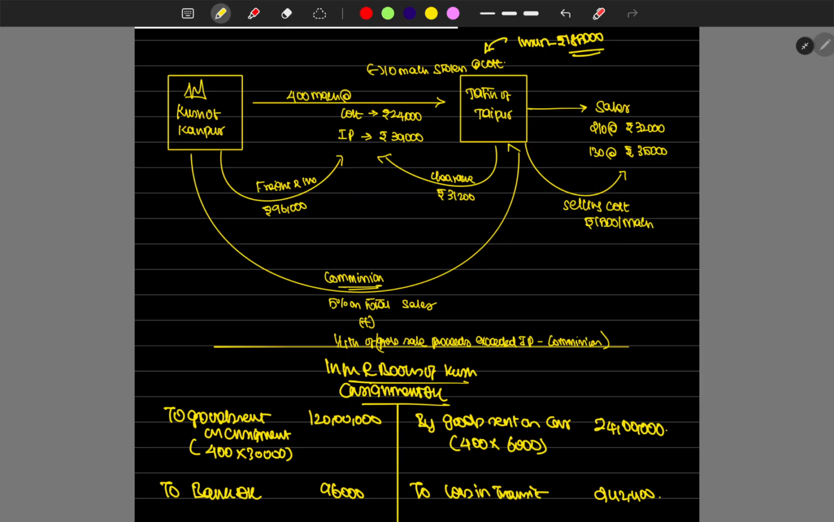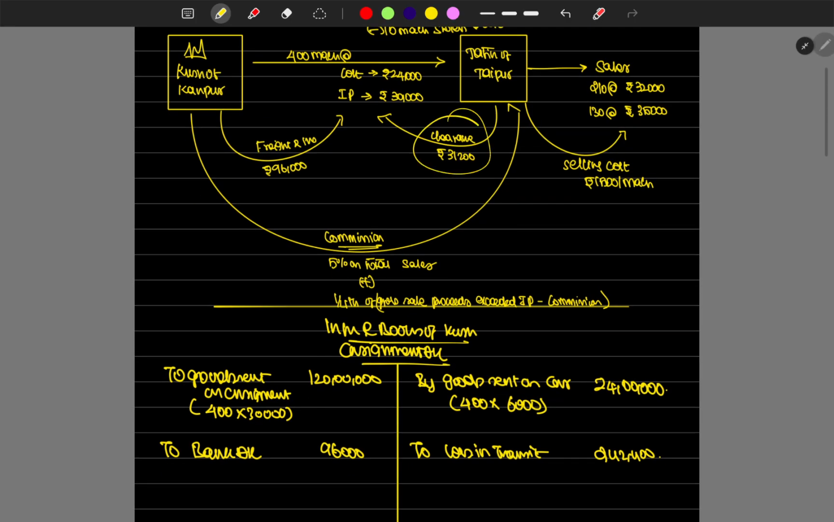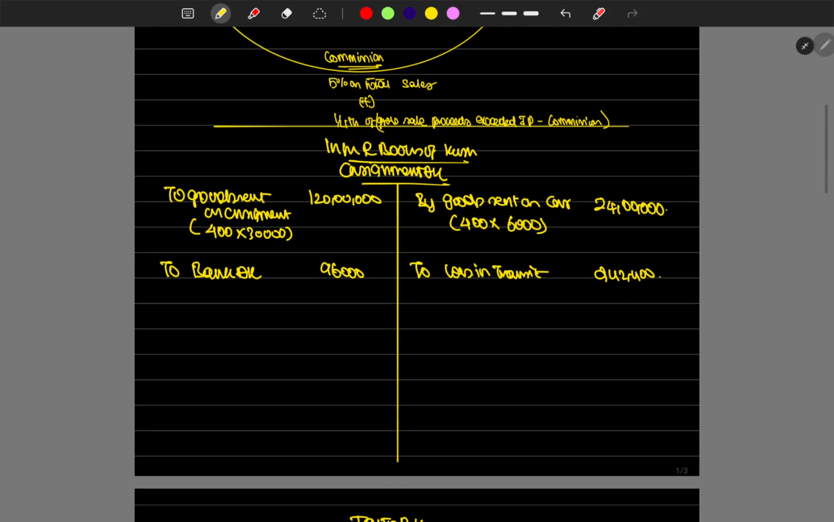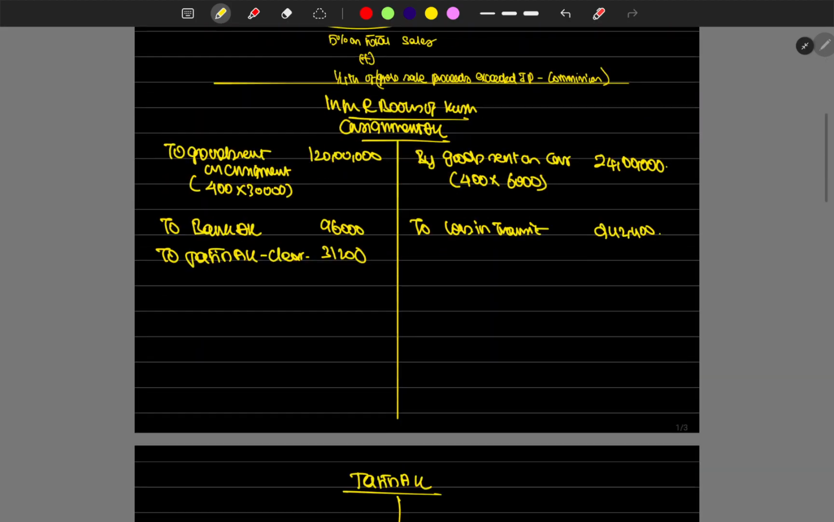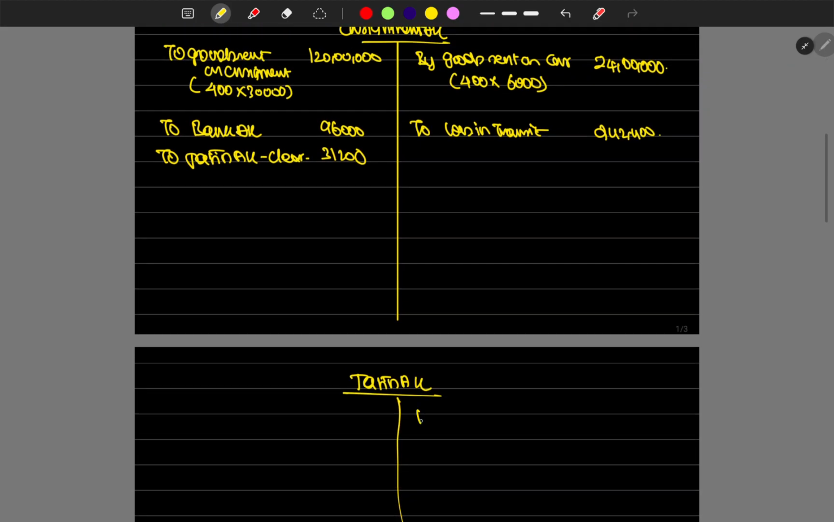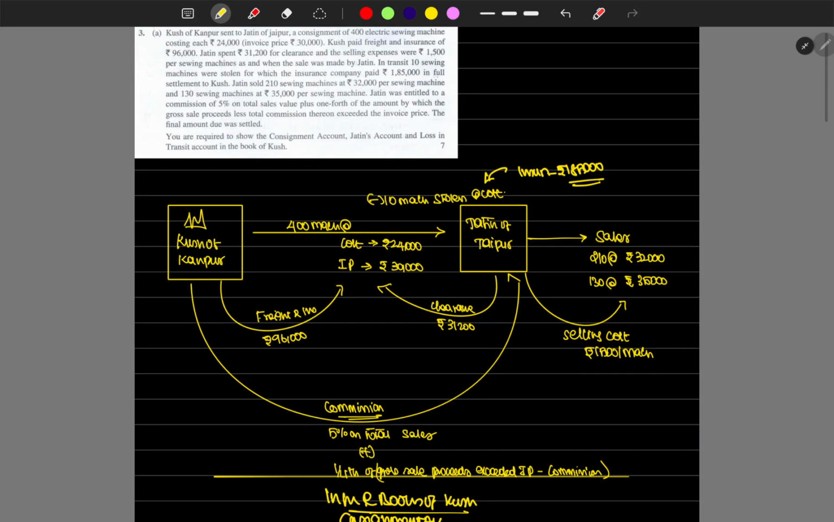Then goods reached Jatin in Jaipur. Then Jatin has to pay for the clearance, right? So Jatin paid the clearance to Jatin account, which is clearance. How much? 31,200, right? 31,200. Okay, by consignment 31,200. Yes, goods were reached.